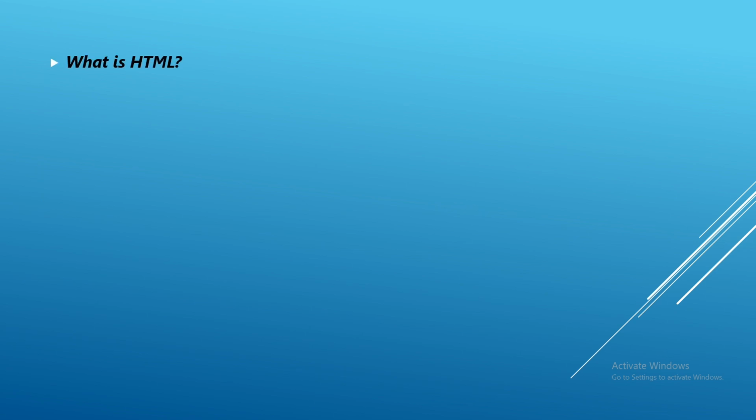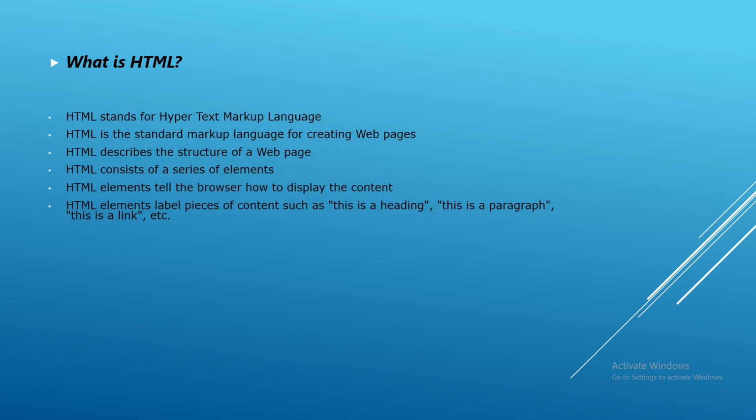So now we are going to learn what is HTML. So here are the options. HTML stands for Hypertext Markup Language. It means H means hyper, T means text, M means markup, L means language. The next option is HTML is the standard markup language for creating web pages.